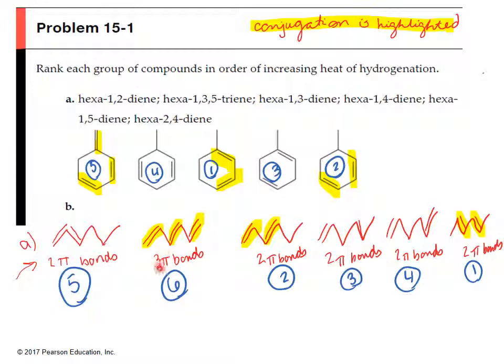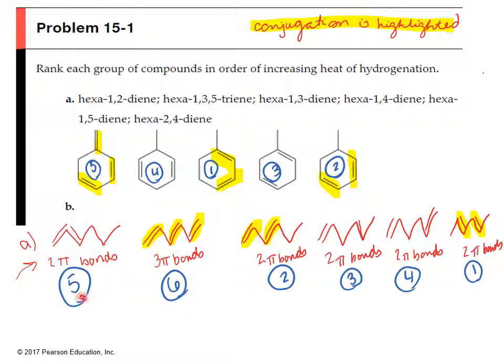This one, the one that has 3 pi bonds, is going to have the highest heat of hydrogenation, even though those bonds are conjugated. And I've highlighted in yellow all the conjugated bonds. So even though these are conjugated, the fact that there's another double bond to remove, that process requires more energy. So this one is going to be my number 6. It has the highest heat of hydrogenation because there are more double bonds.